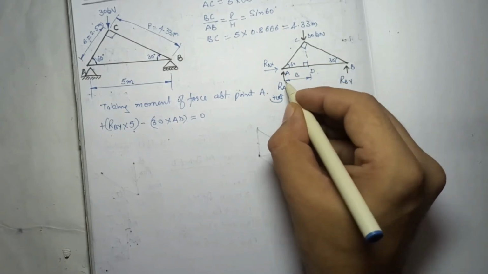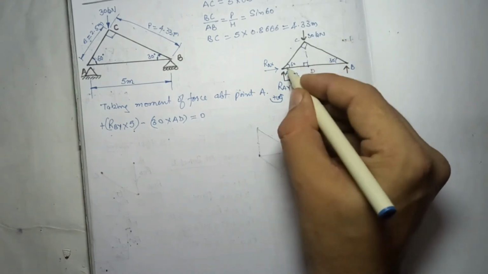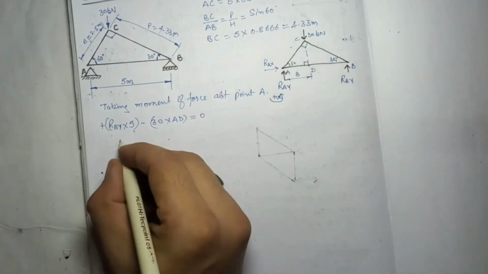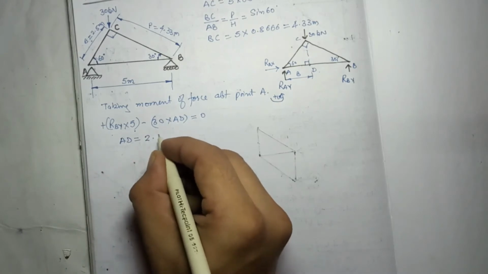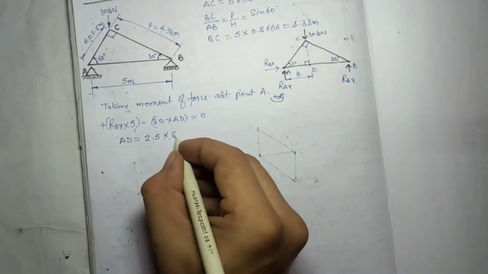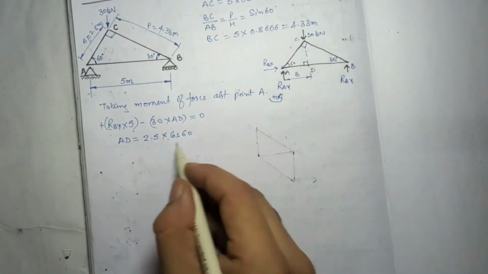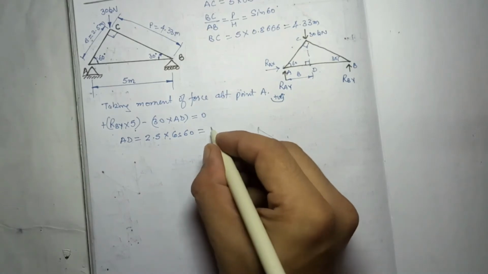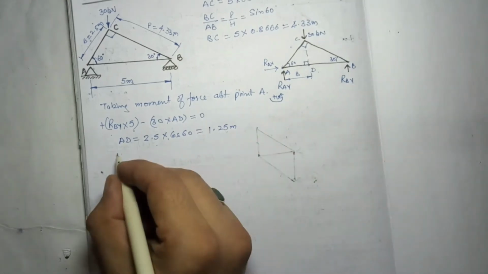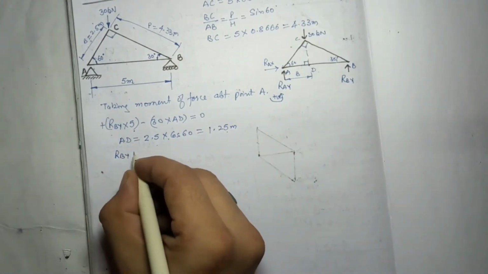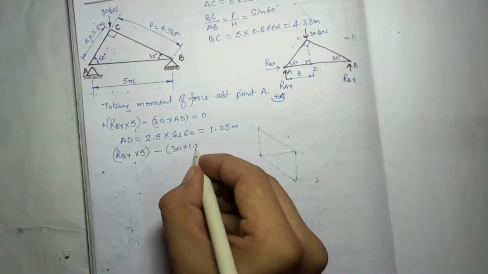So this is base, same like that right angle triangle. This is base, this is perpendicular, and this is hypotenuse. We know the value of this hypotenuse, so from that triangle I can say AD is equal to 2.5 into cos 60. How? This is 2.5, so base over hypotenuse, cos 60, 2.5 cos 60, so I'm getting the value that is 1.25 meter. Now I put this value here, so I'm getting RBY into 5 minus 30 into 1.25.